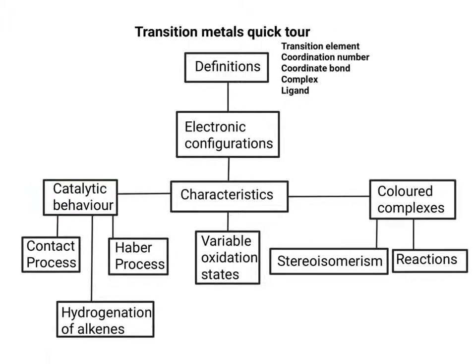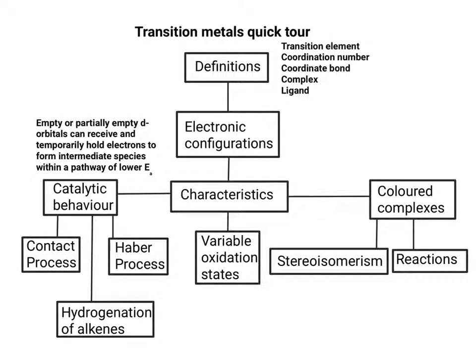This is based on the fact that in the d subshell you get partially filled or empty d orbitals, and what this allows the metal to do is to hold electrons temporarily to form intermediate species within your pathway of a lower activation energy. That's key to the way a catalyst works.